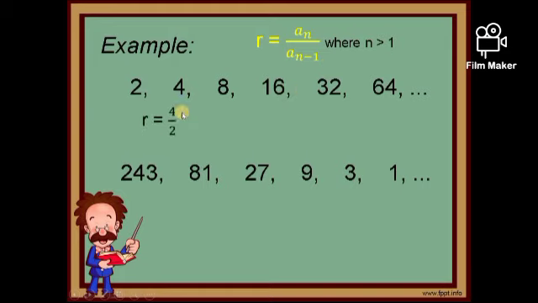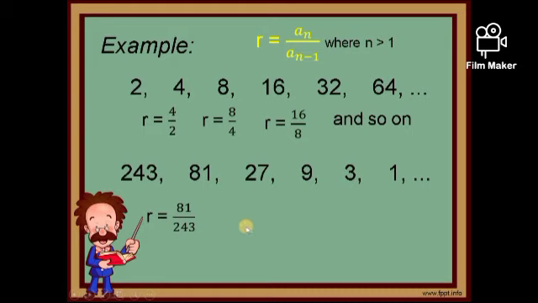We have second term over the first term. 4 divided by 2 will give us 2. Third term over second term. 8 divided by 4 will give us 2 also. 16 over 8, fourth divided by third, will give us 2, and so on and so forth. Therefore, we can say that the common ratio is equivalent to 2. Let's try to find the common ratio of the second sequence. We have r equals 81 over 243, or simply 1/3, because 243 is equal to 3 times 81.